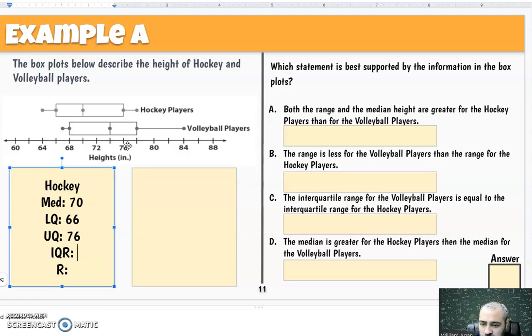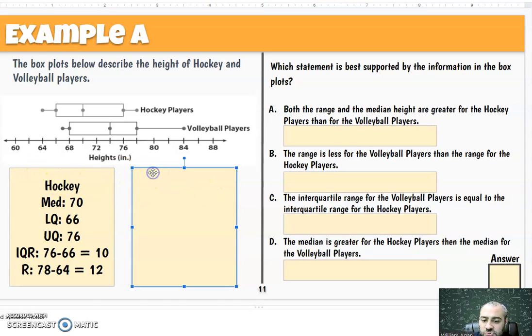All right, the interquartile range is the upper quartile minus the lower quartile. So it's 76 minus 66, which equals 10. And my regular range, that is the upper extreme minus the lower extreme. So that's going to be right at 78 minus 64. And that is going to give me 12.